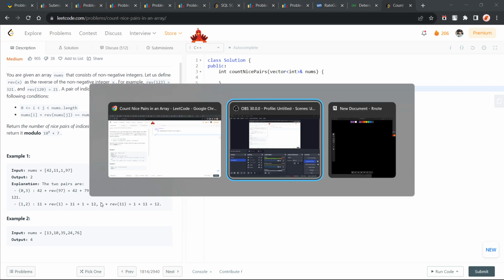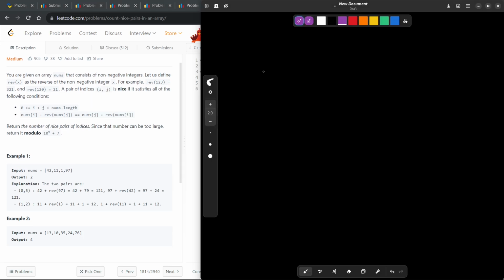Let us see this example. So we have 42 and we have 97. If we add both of them, we have some value, but we don't have to add the value directly. We have to add its reverse, right? So it will essentially be 42 plus 79.